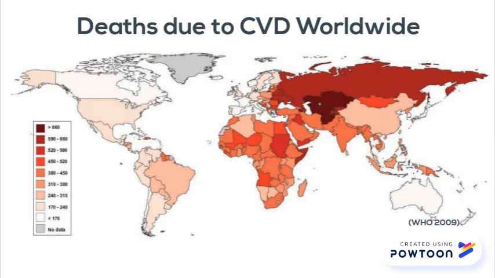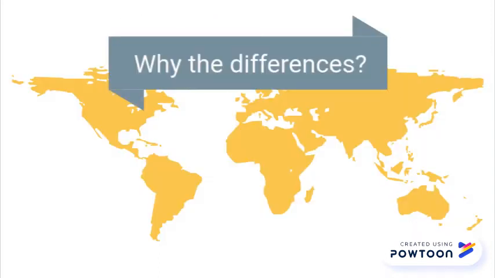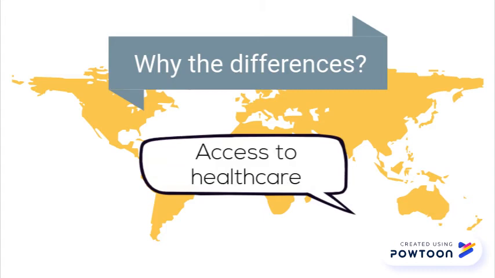Cool. So what does this map mean? Great question. The darker red the country is, the higher number of deaths there are due to cardiovascular disease. Wow, so why are there differences, both in rates of CVD and in rates of death from CVD in different countries? Well, a lot of it has to do with access to healthcare. So like I mentioned, a lot of deaths due to CVD occur in lower income countries. This might be due to underdeveloped healthcare systems and difficulty accessing preventative care.